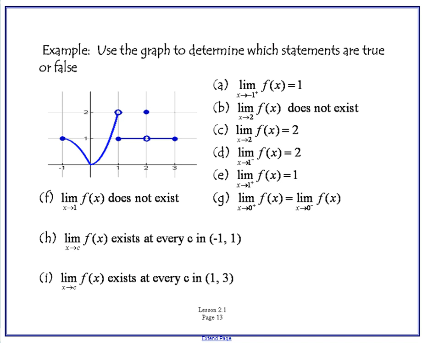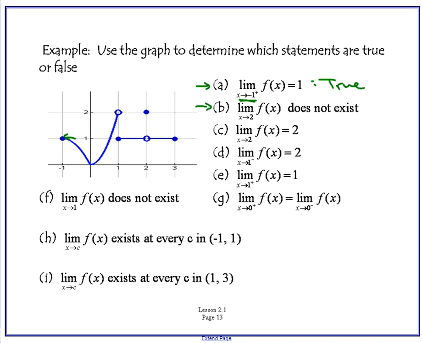Let's take part A here. We're going to take the limit. X is approaching, and look carefully, that's -1 from the right. And this is true or false. So I'm approaching -1 from the right side. Does my limit value equal 1? We look at the graph. We'll label that true.